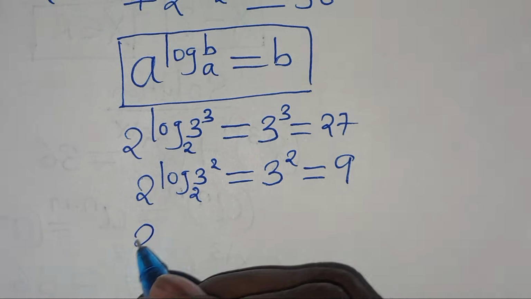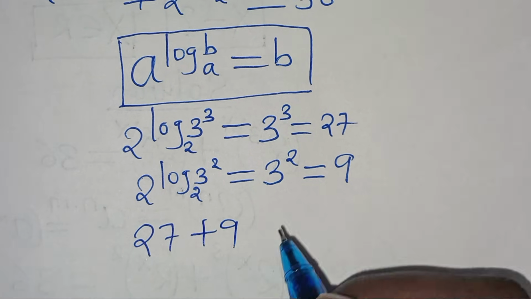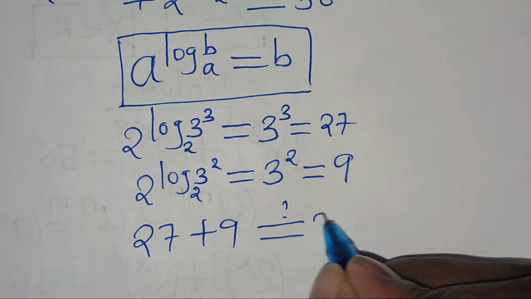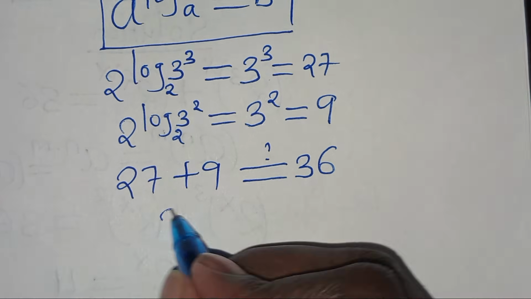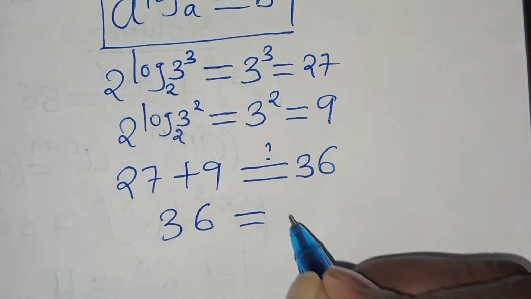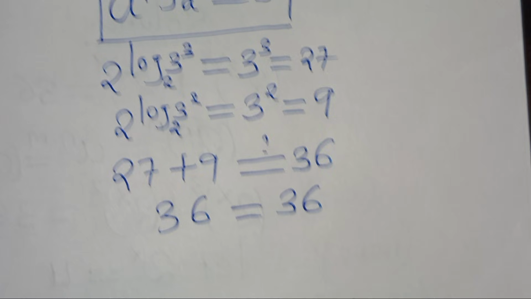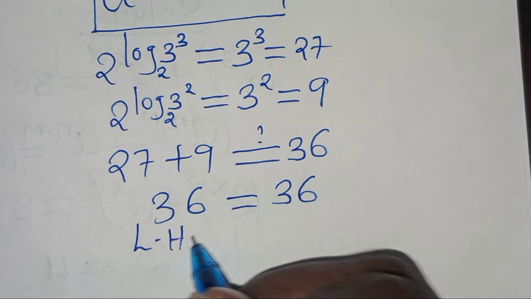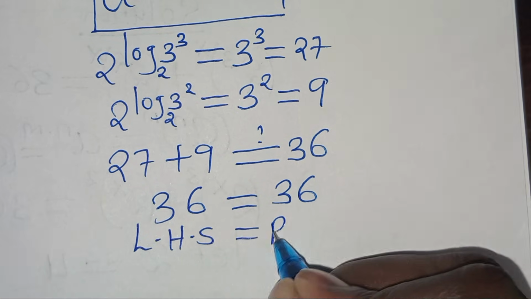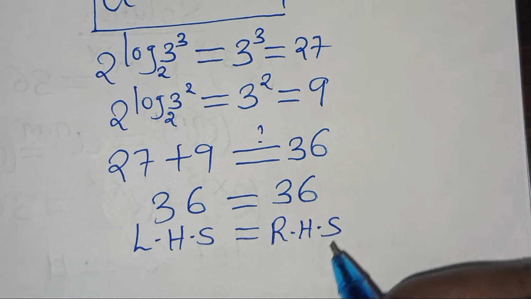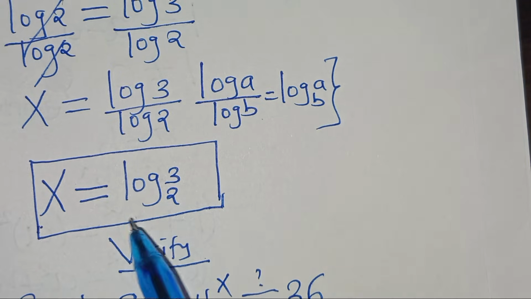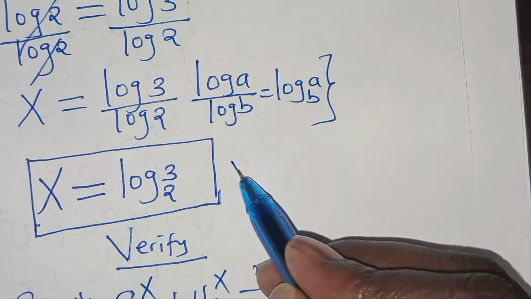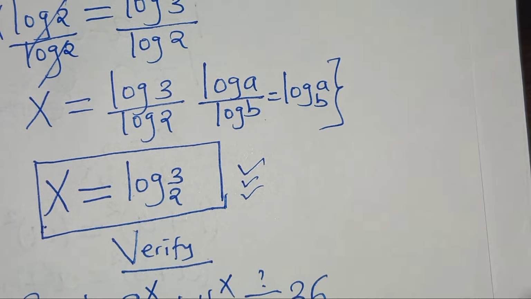So this means we have 27 plus 9. This is supposed to give us a value of 36. So 27 plus 9 is 36, which is equal to 36. So this implies that the left-hand side is equal to the right-hand side. And this confirms that the value of x here, which is log 3 to base 2, actually satisfies the equation.